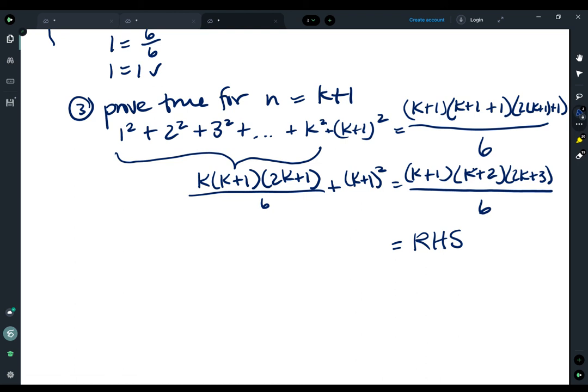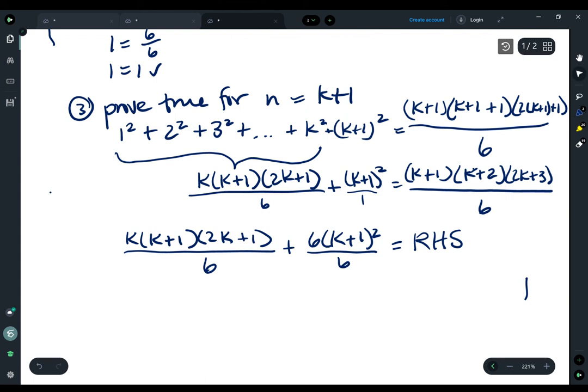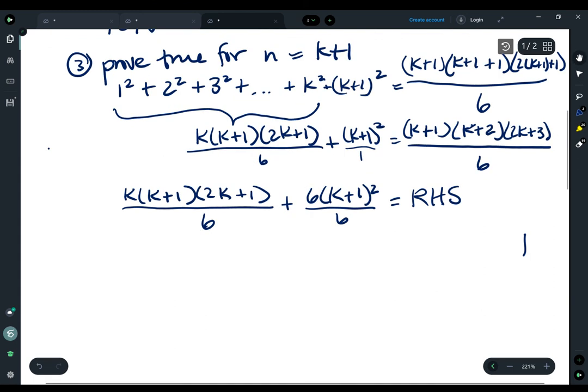And on the left, if I have this over 1 right now, I'm going to have to get a common denominator. So I'm going to write k times k plus 1 times 2k plus 1 all over 6 plus, and then here I have 6 times the quantity k plus 1 squared all over 6. So I'm multiplying by 6 over 6. And let's go ahead and do another step now. I'm trying to give myself plenty of space to work. I'm going to add these together. It's all going to be over 6.